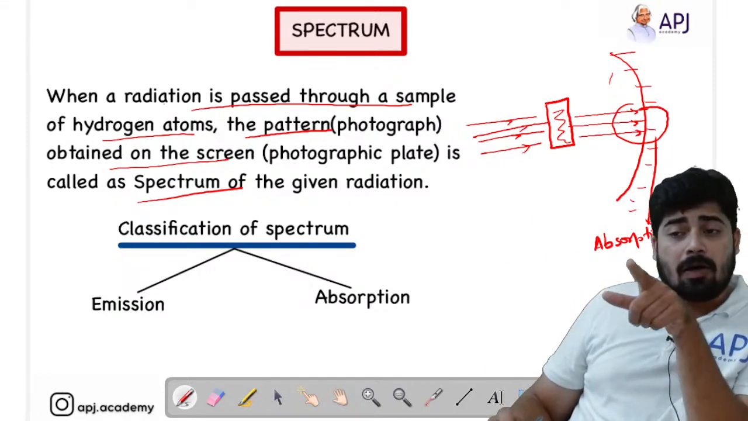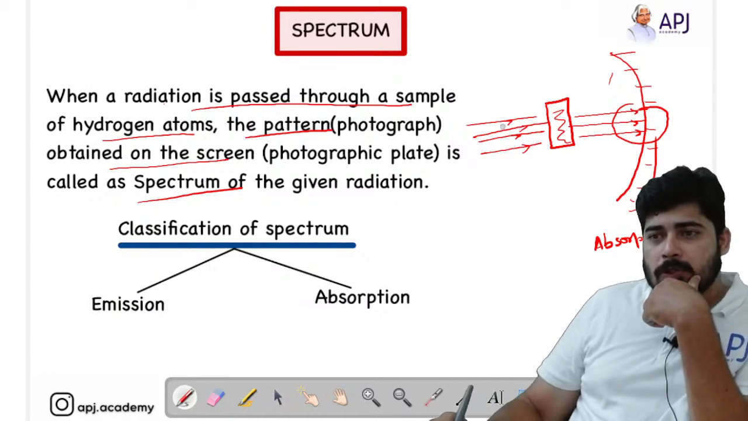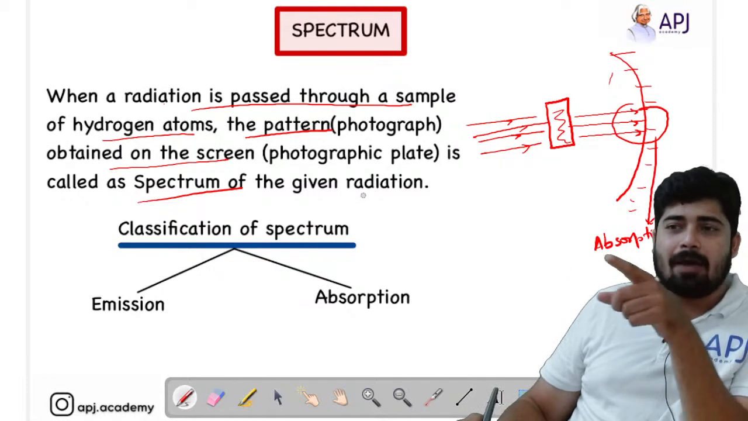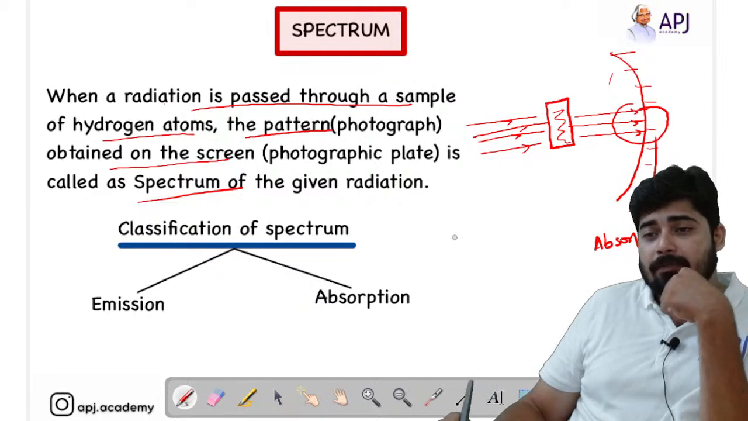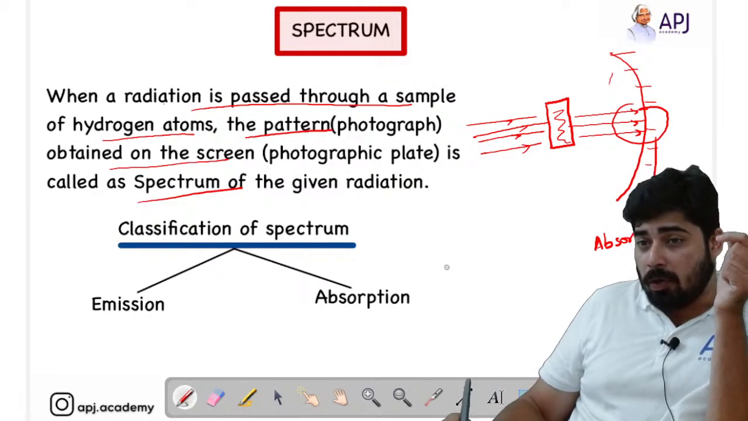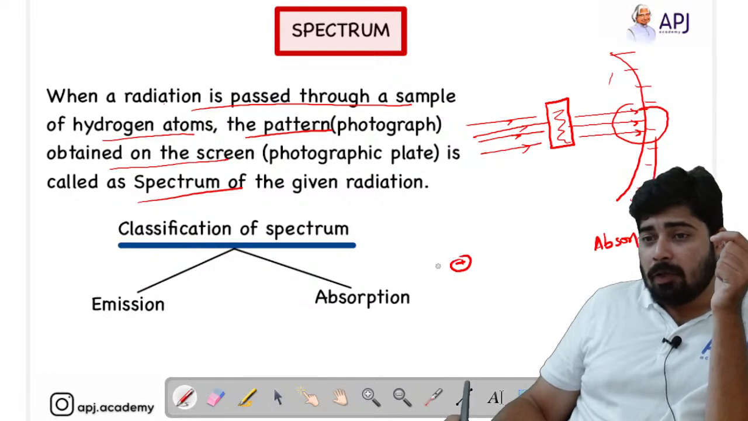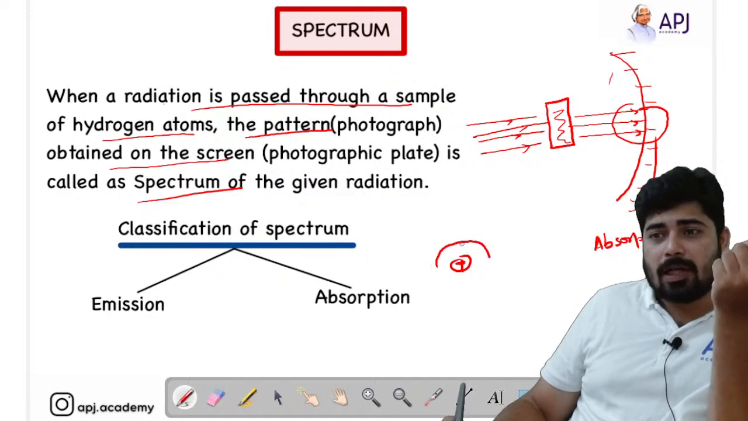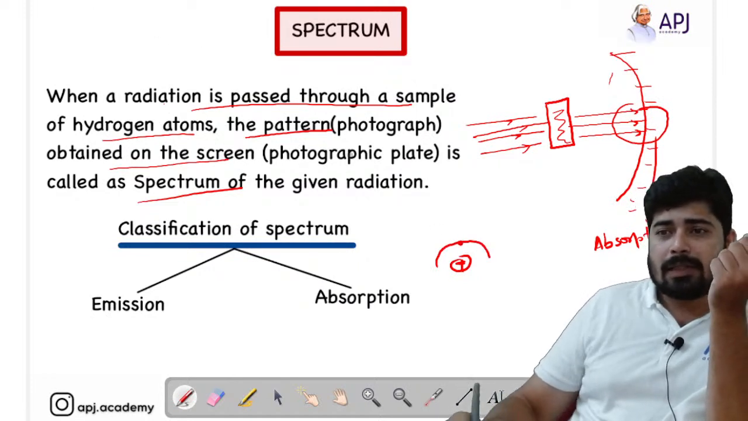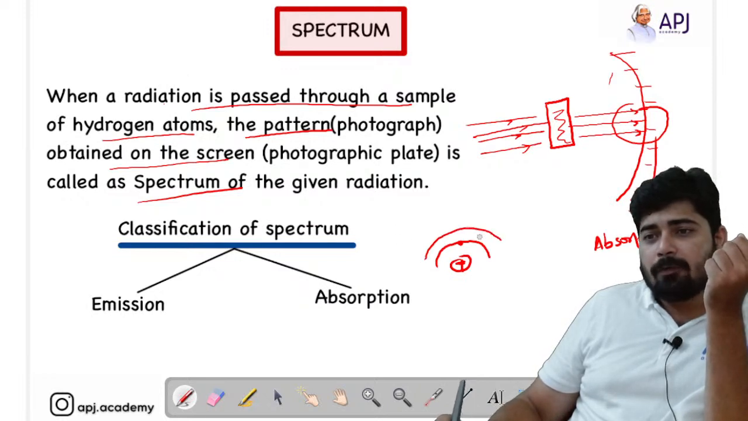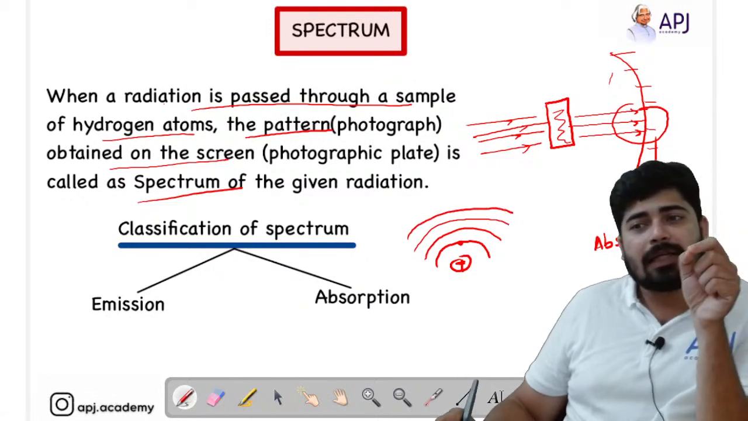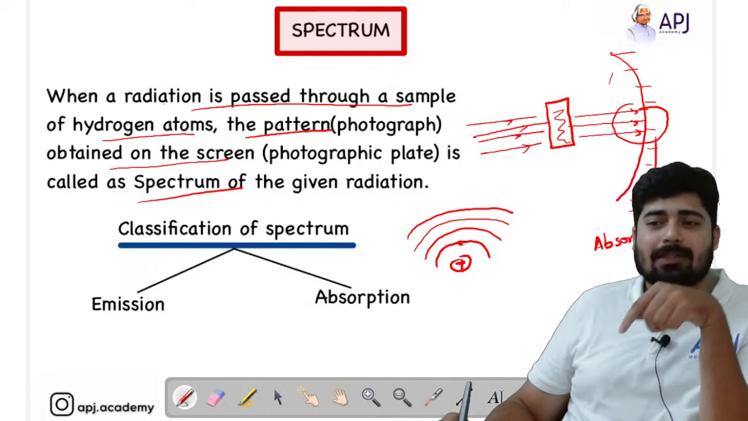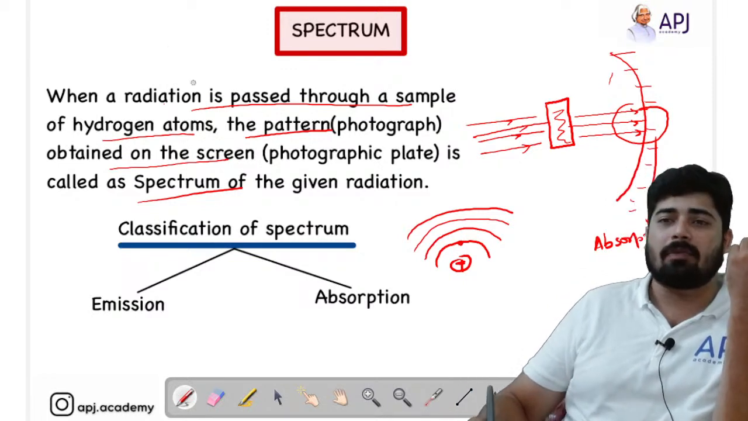Hope that is clear. Now come back to the emission spectrum. We know that some of the energy has been absorbed by the sample. What happens when energy is absorbed by an atom? The energy is absorbed by the electron. If this is a hydrogen atom, this is the nucleus, and this is the first shell or the valence shell of the hydrogen atom. An atom consists of an infinite number of shells, but we only consider the valence shell, as it contains the valence electrons. But you have to understand there are infinite shells.